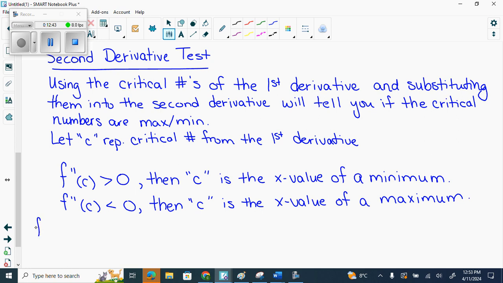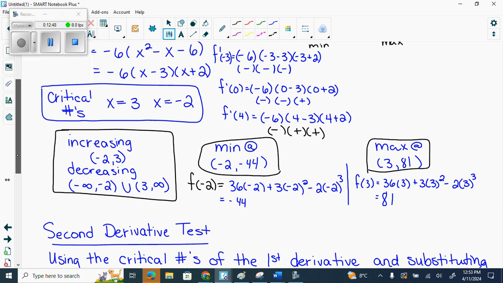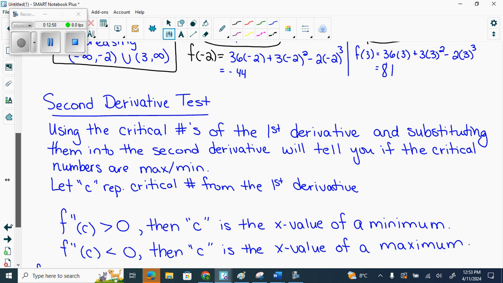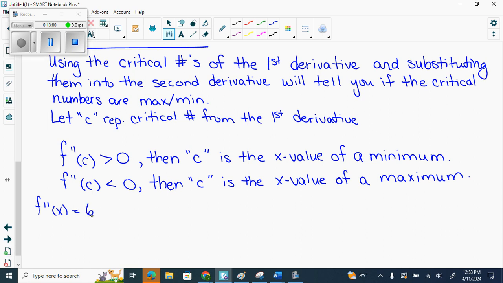So f double prime of x equals what in this case? Well, I don't use this factored form. That's way worse, I'd have to do product rule with a leading coefficient. So it's going to be 6 minus 12x. Do I need to get the critical number of that at all? No, I'm just using that second derivative and plugging in my original critical numbers.